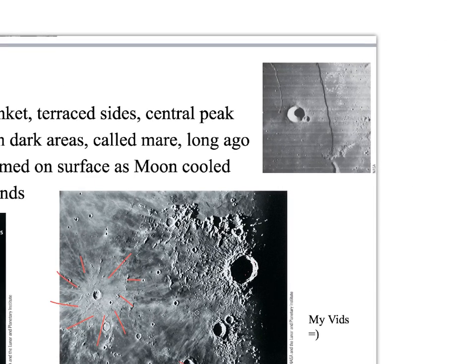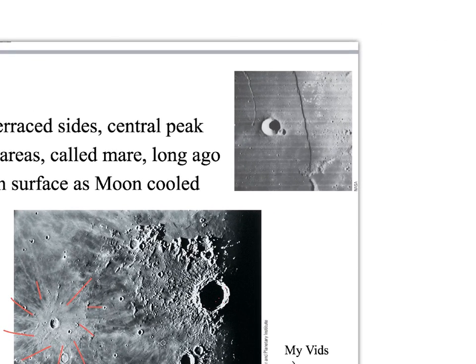I don't think I have it, but I'm going to mention it while it's here. This is a real rille, and we see these also on the planet Mercury, and they were formed as the planet cooled.